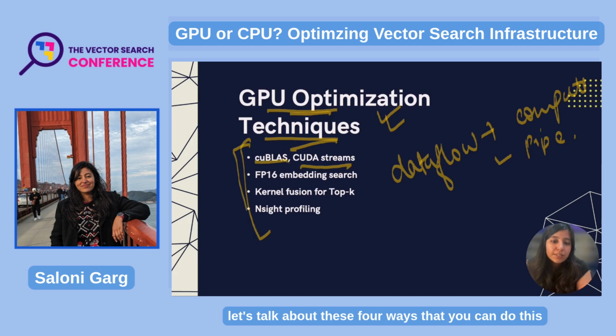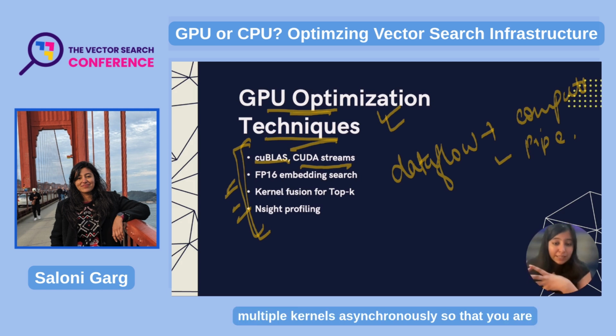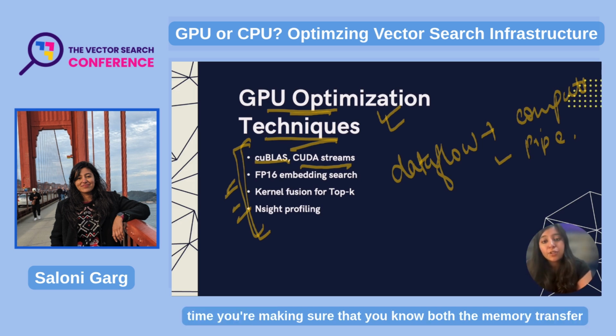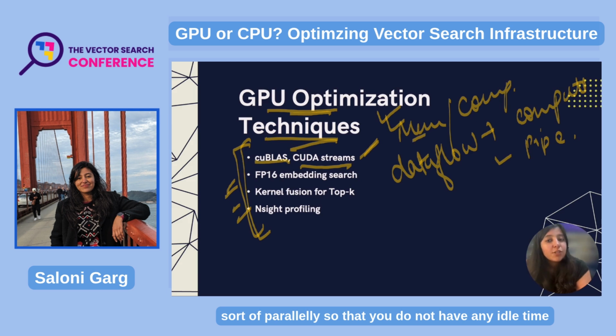So let's talk about these four ways that you can do this. First one is CUDA streams. CUDA streams allow you to launch multiple kernels asynchronously, so that you are overlapping the memory transfer with computation to reduce the idle time. You're making sure that both the memory transfer and the computation are happening in parallel, so that you do not have any idle time.